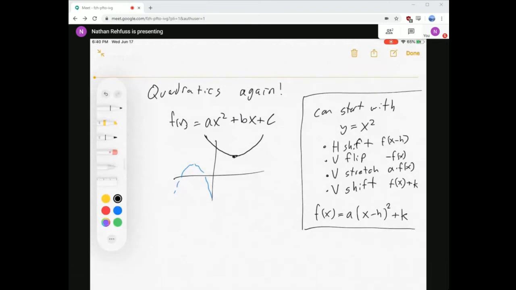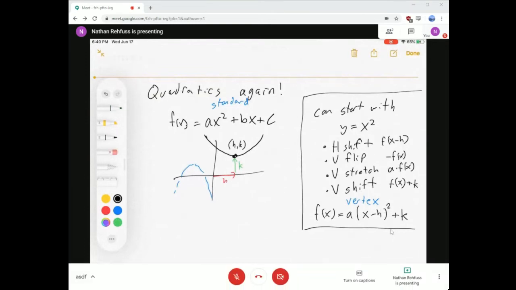Typically, I will call the one on the left standard form, and the one on the right, I'll call vertex form. I always forget which one. And the reason I call that vertex form is if I go h units to the right, and then I go k units up, then the vertex of the parabola, that's the point at the bottom here, has to be at h comma k. So when I have it written in terms of graph transformations, we can read off the vertex really easily. h is the number we subtract inside, k is the number we add outside, and the vertex is at h comma k.